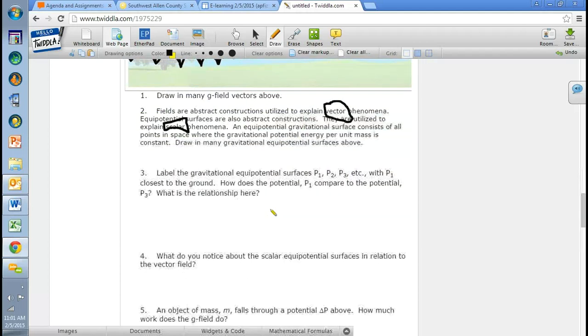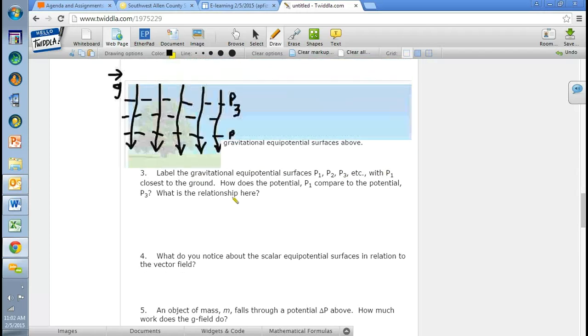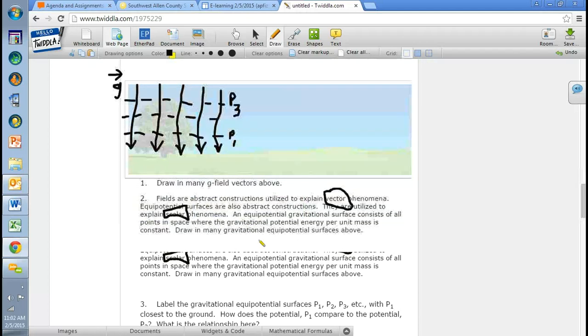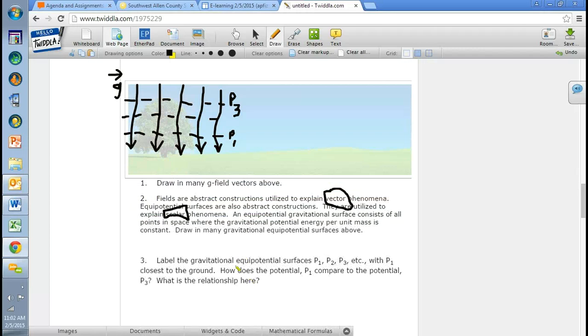How does P1 compare to P3? Let me look at the picture again. So P1 is bigger than P3? Oh, it's less than. Which one is it? I'm confused. You guys are confusing me. Ooh, we're getting a fight going on. Keep in mind that we're trying to figure out the potential, and it is definitely related to energy. So is the energy going to be greater at P1 or at P3?